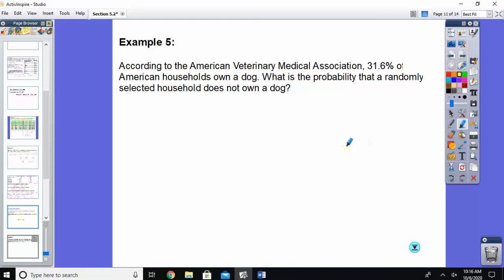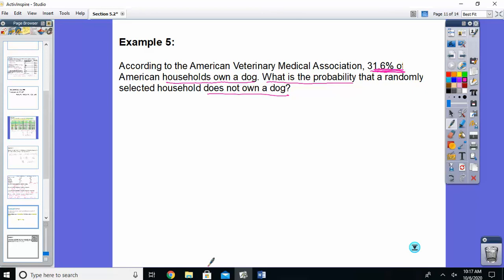Okay, according to the American Veterinary Medical Association. If you're writing this down, you don't have to write everything. 31.6% of American households own a dog. What's the probability that a randomly selected household does not own a dog? How'd you get it? I took 100 minus that. Right, that's what I got. They're complements, aren't they?